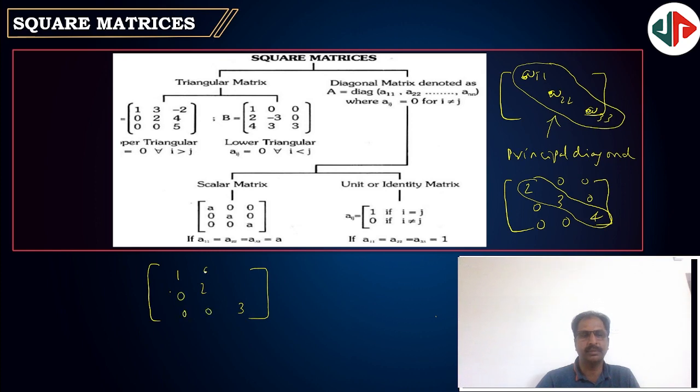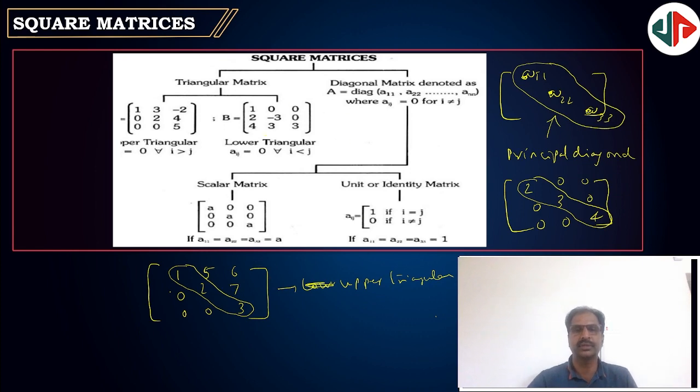If all the elements below the principal diagonal are zeros, it is known as an upper triangular matrix. Suppose all the elements above the principal diagonal are zeros, it is known as a lower triangular matrix, which is given in the above table. So if the elements below the principal diagonal are zeros, it is upper triangular. If the elements above the principal diagonal are zeros, it is known as lower triangular.